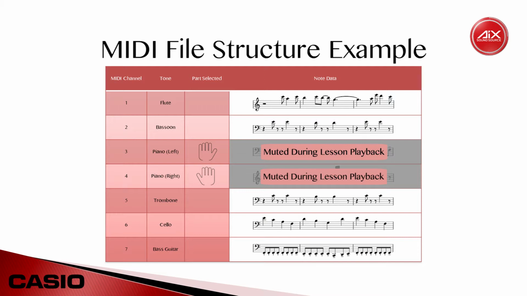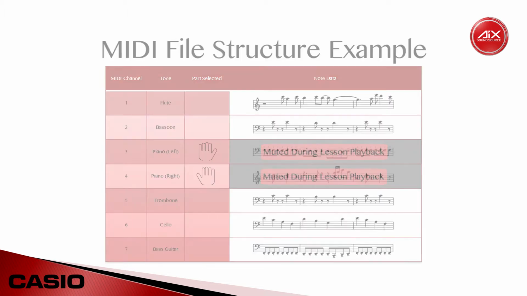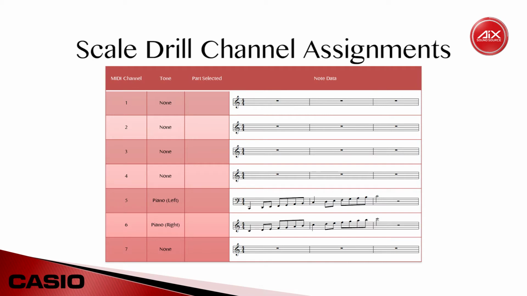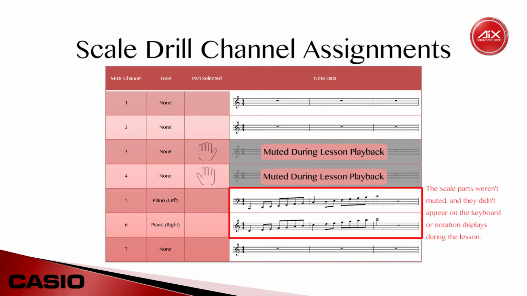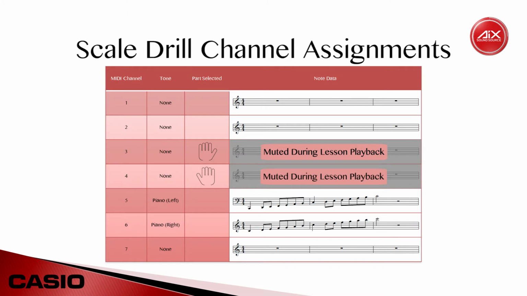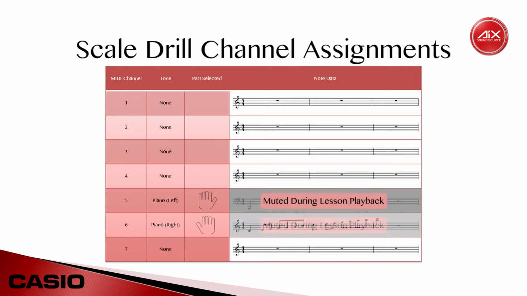The factory preset songs have all been set up with this in mind, so the default assignment of the left hand on channel 3 and the right hand on channel 4 will work perfectly with no changes needed. However, the scale exercise I just imported has the left and right hand parts on channels 5 and 6 respectively, which would explain those earlier issues we were experiencing with lesson playback. Fortunately, you can manually change the channels assigned to the left and right hand parts to ensure that the lesson features are monitoring the correct notes during playback.